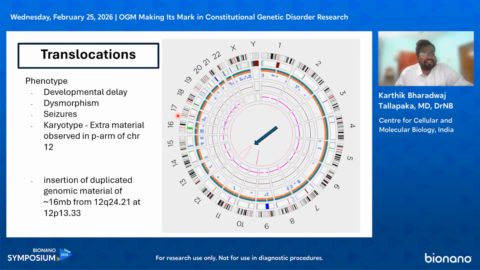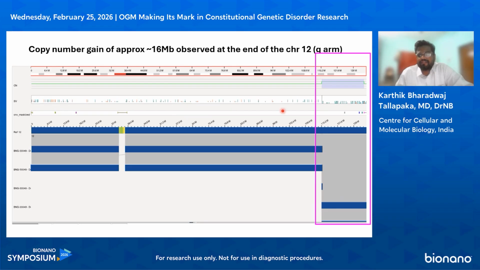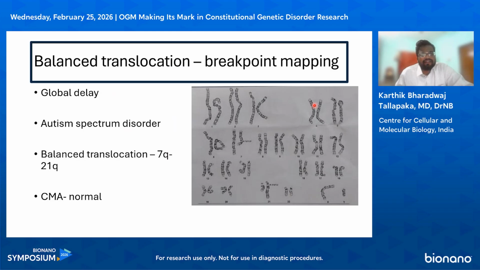And other use case scenarios include one of the first cases that we have done, where there was additional chromosomal material observed on chromosome 12. And using optical genome mapping, we could identify that it's actually a duplicated segment from the Q arm, which has been inserted into the P arm of chromosome 12. So this image shows the fusion, whereas in this image, you can see the copy number variation.